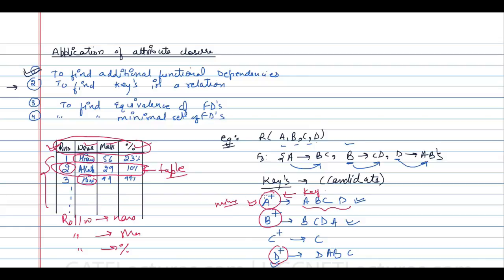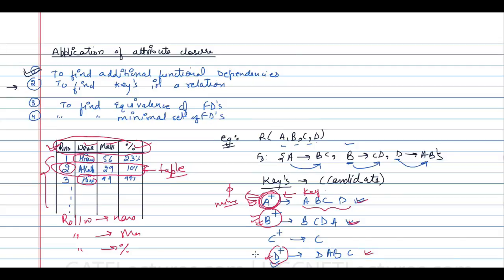Minimal set means if I take a subset of this A closure, then the subset is only 5. Okay, subset means proper subset. So if I take any proper subset of this A closure, that should not be able to identify everything, but you can see A is a minimal set which is able to identify everything. B is a minimal set which is able to identify everything. D is a minimal set which is able to identify everything.